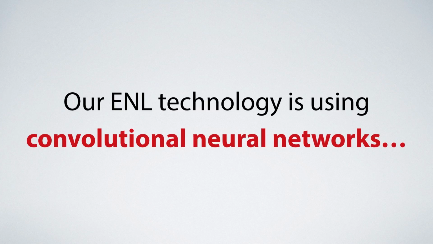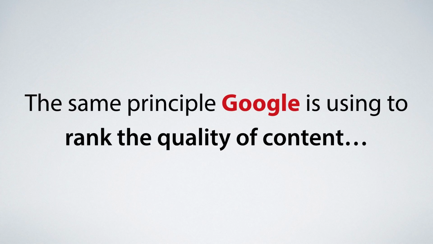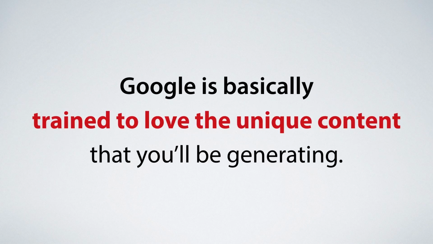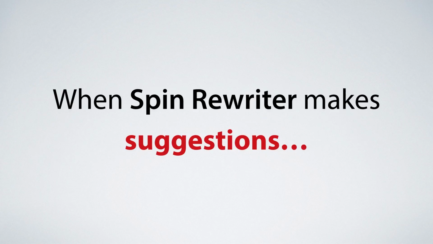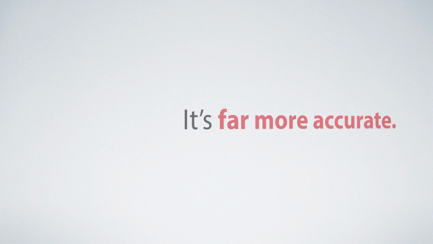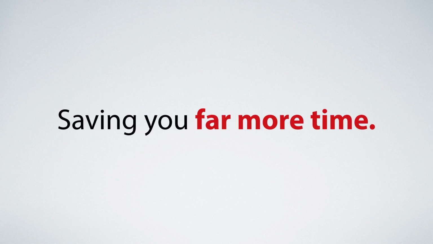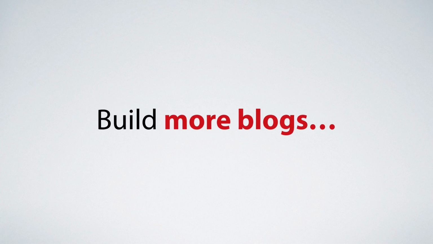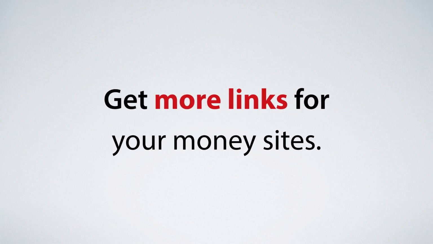Our ENL technology is using something called convolutional neural networks, which is the same principle Google is using to rank the quality of content on the web. This means Google is basically trained to love the unique content you'll be generating. Our ENL semantic spinning technology also guarantees that when Spin Rewriter makes suggestions, it's far more accurate, saving you far more time, letting you put out more articles, build more blogs, and get more links for your money sites.